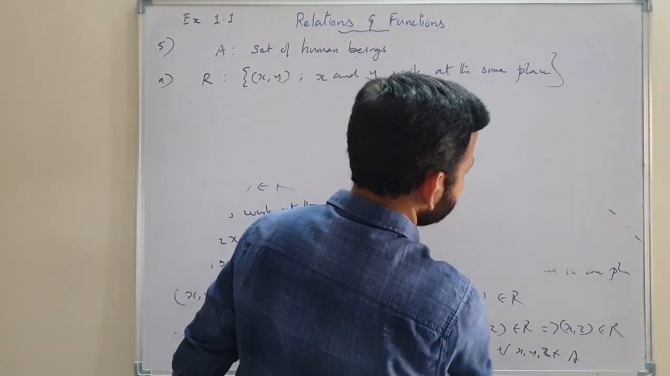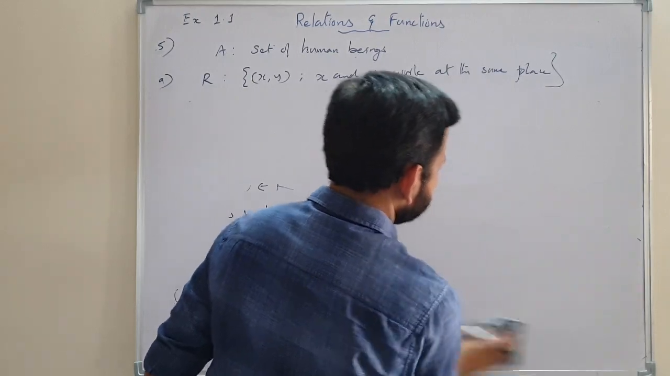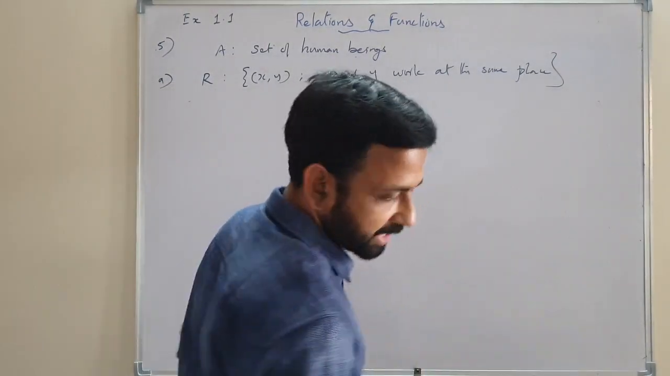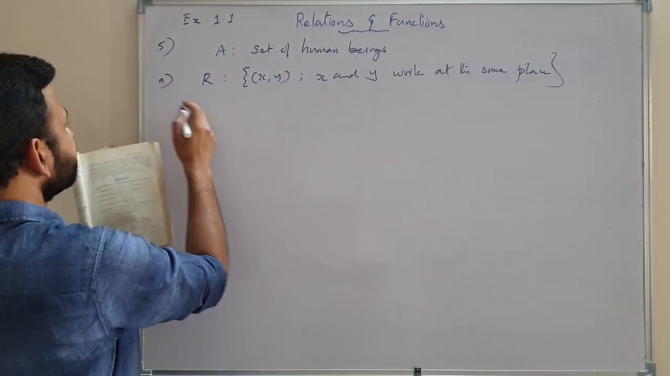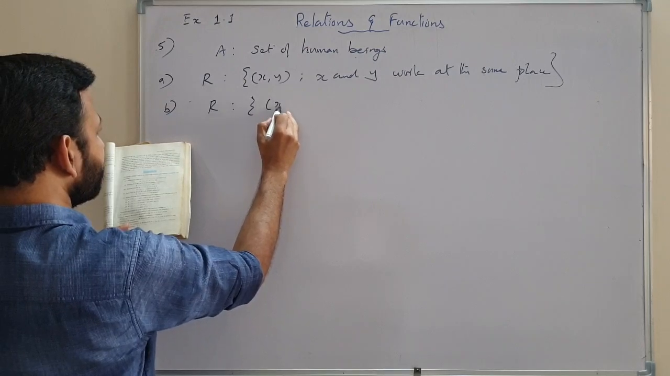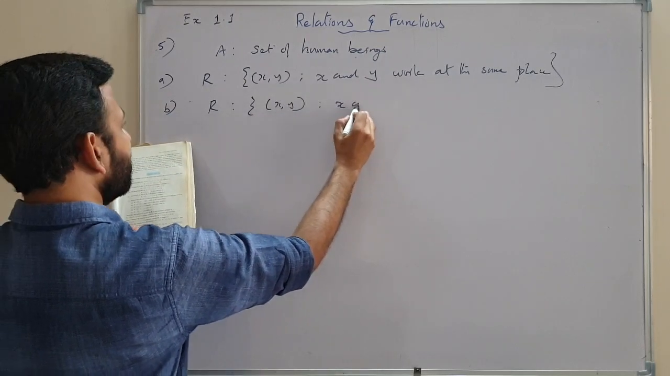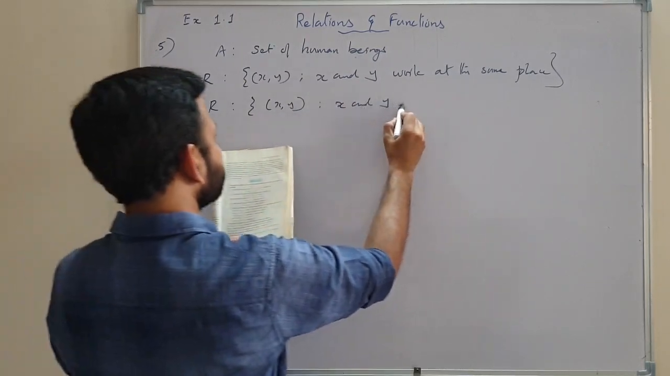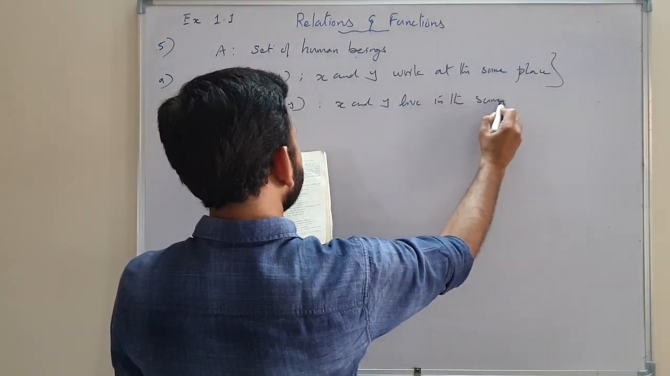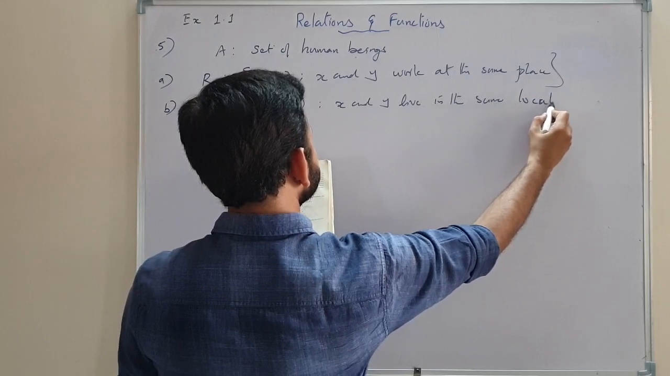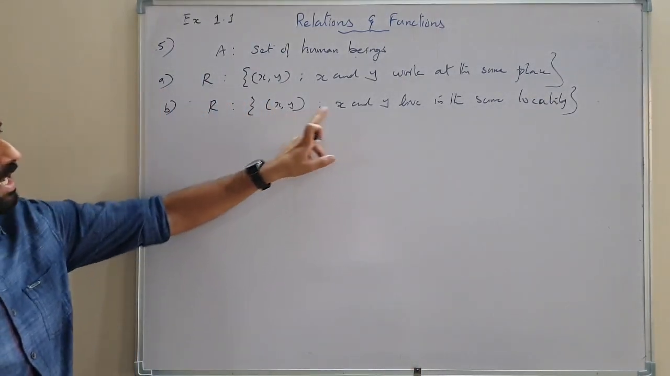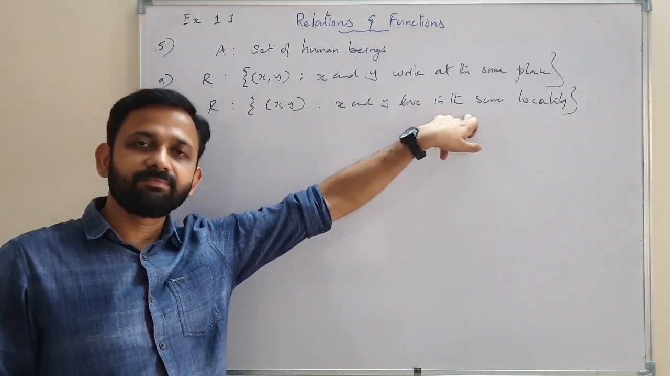The same way we can do all the questions. We will just discuss how to write the steps. Second one, B part: set of all ordered pairs (x, y) such that x and y live in the same locality. So here x and x live in the same locality.